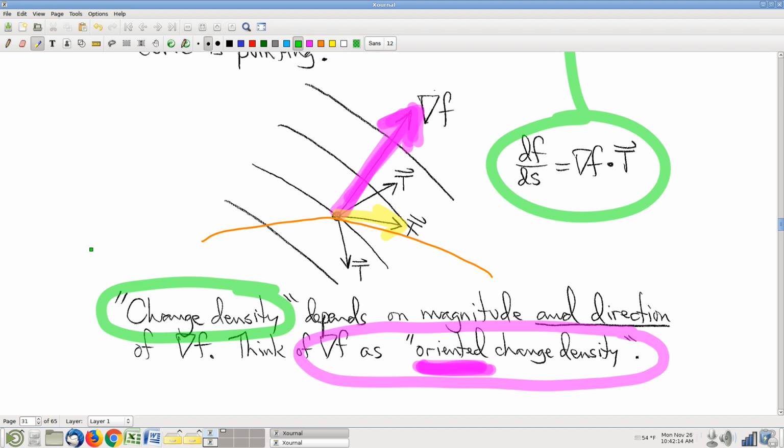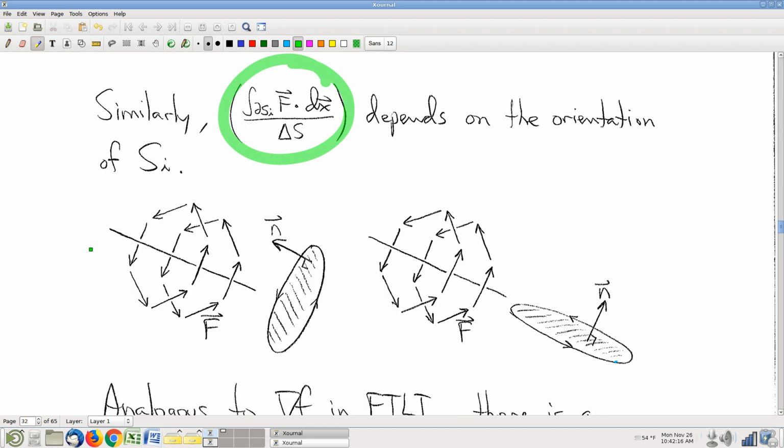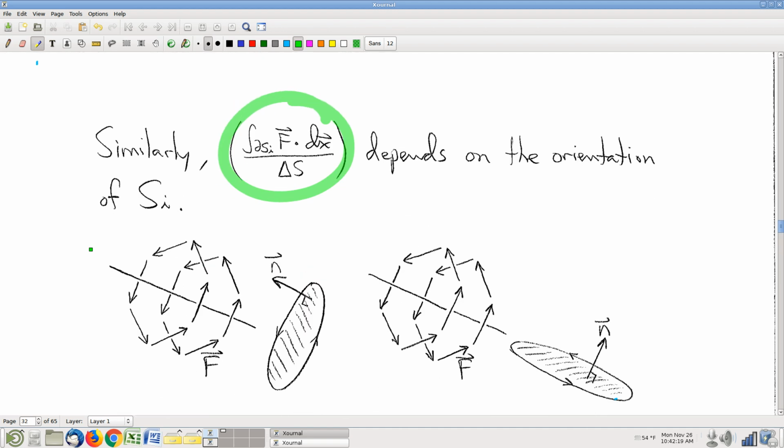And likewise, circulation density depends on your orientation. Are you talking about a piece of area that's oriented like this, or are you talking about a piece of area that's oriented like that? We have very different circulation densities, depending on much more than just where I am. It depends very critically on how my piece of domain is oriented. Is everybody on board? Everybody see the analogy between these two things?